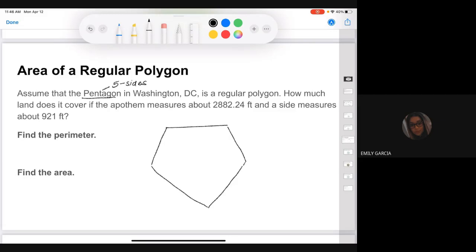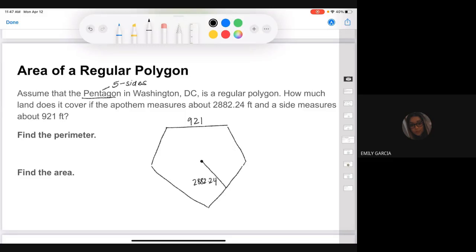Okay, so here is my pentagon. It has 5 sides. Basically, what this is saying is my apothem, so from my center to my side, measures 2,882.24 feet. And a side measures 921 feet. How am I able to find my area?